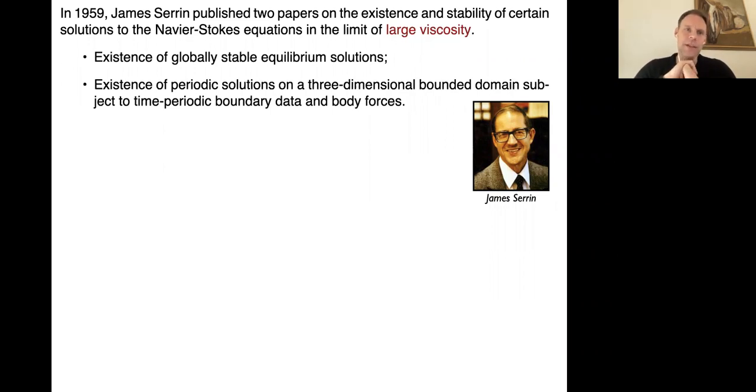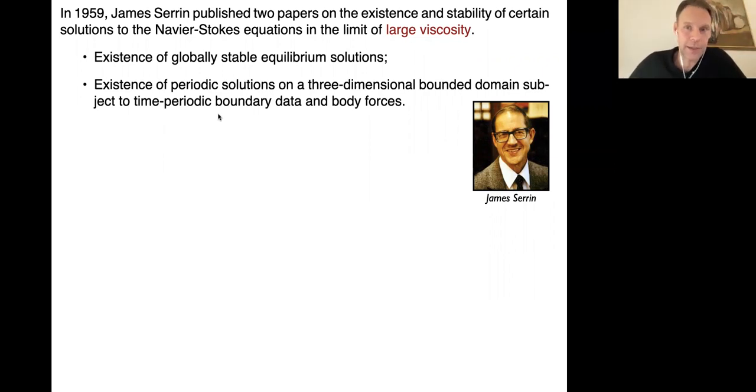And he also showed the existence of periodic solutions on a 3D bounded domain subject to time periodic boundary data and body forces. So it's really important to realize that he proved the existence of periodic motions subject to time periodic boundary forces. Okay, so that basically is a consequence of the fact that the external forcing term is in fact time periodic.